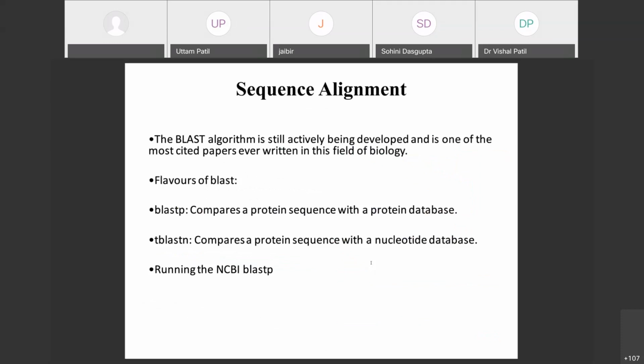There are multiple flavors. Different kinds of BLAST can be used for different applications. For example, if you have to compare two protein sequences, you can go for BLASTP, which is protein BLAST. If you want to compare a protein sequence with a nucleotide database, you will use TBLASTN. And to compare nucleotide sequences, you will use a different kind of BLAST.